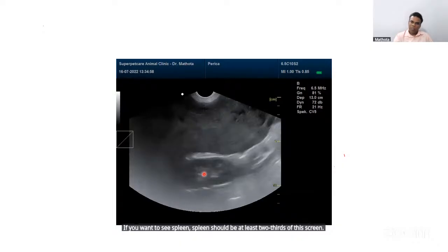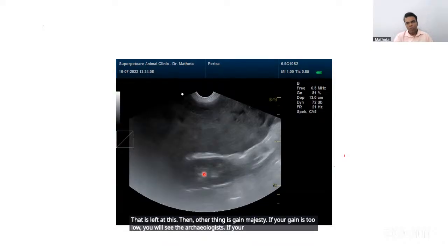So you will have to adjust the depth and see. That is depth adjustment. Then the other thing is gain adjustment. If your gain is too low, you will see dark images. If your gain is too high, you will see bright images. So it is not a good quality interpretation.